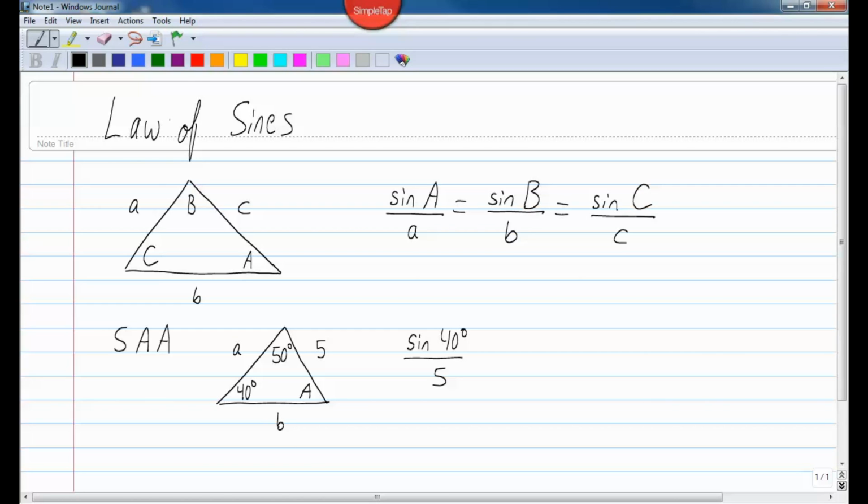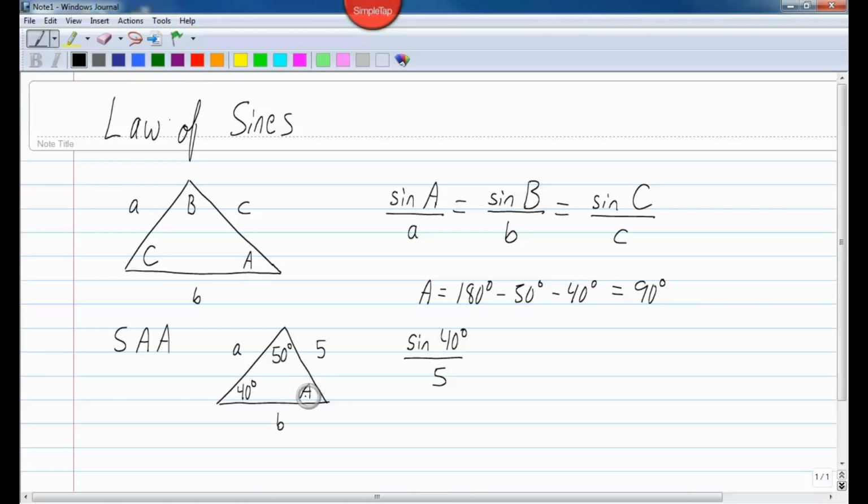Now I can't solve for both of them at the same time, so I have to take them one at a time. So let's look at what we don't know. We don't know angle A. We weren't given angle A, but I'm thinking we could figure out angle A because the three angles of a triangle have to add up to be 180 degrees. So how can I figure out angle A? I can say angle A equals 180 degrees minus 50 degrees minus 40 degrees. So angle A is going to be 90 degrees.